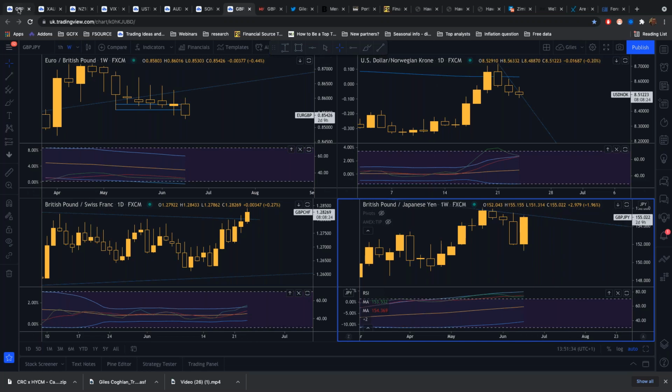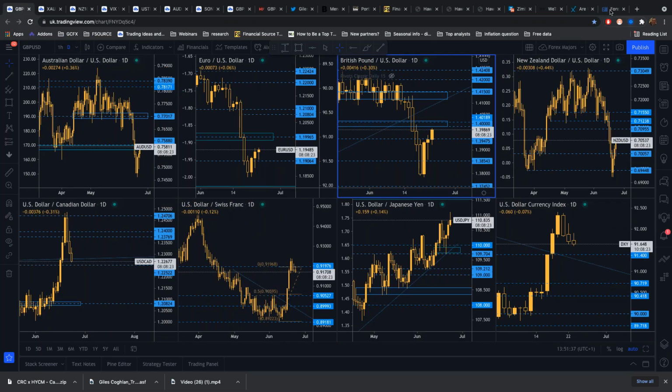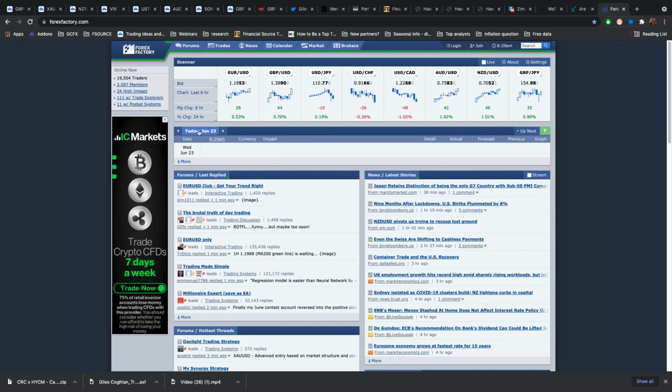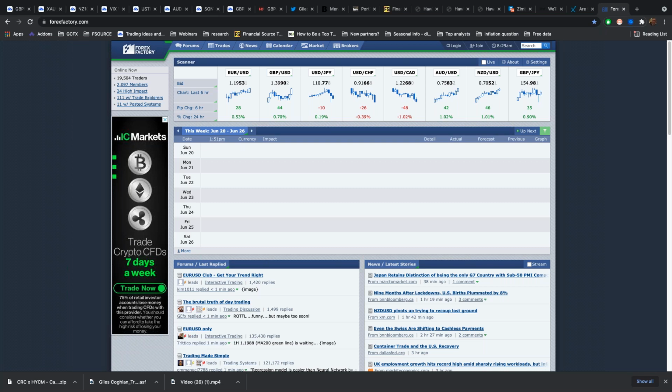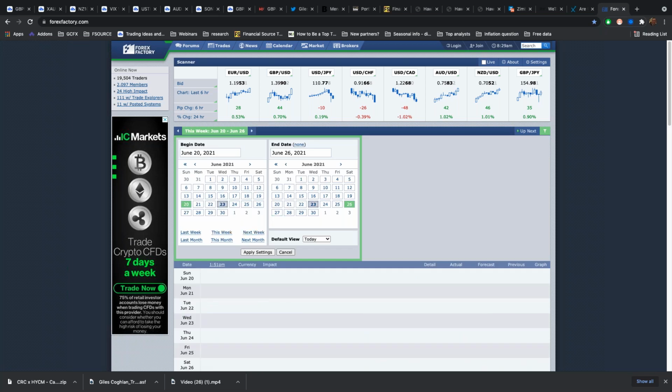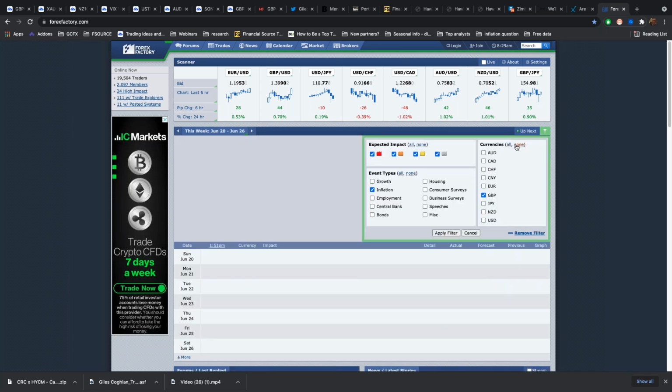Now, when we get to the event, what are we actually looking for? Let's go and have a quick look at a calendar, and I'll talk you through this. Let me just change the filters. Let's just have the pound. Let's have all of those. There we go for this week.